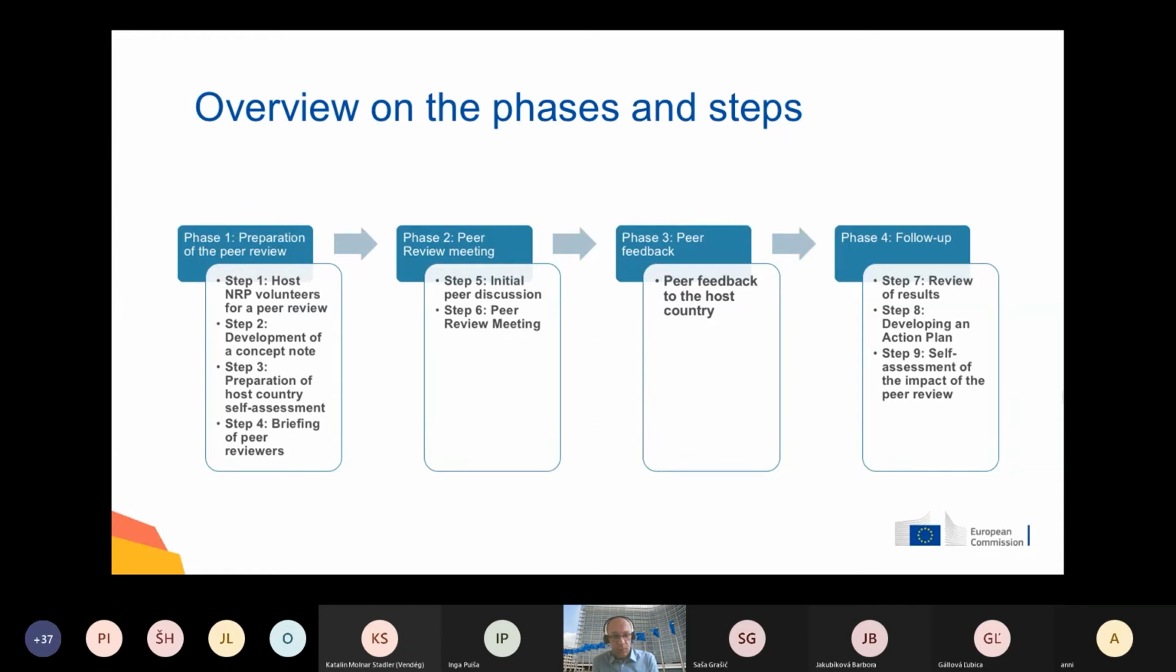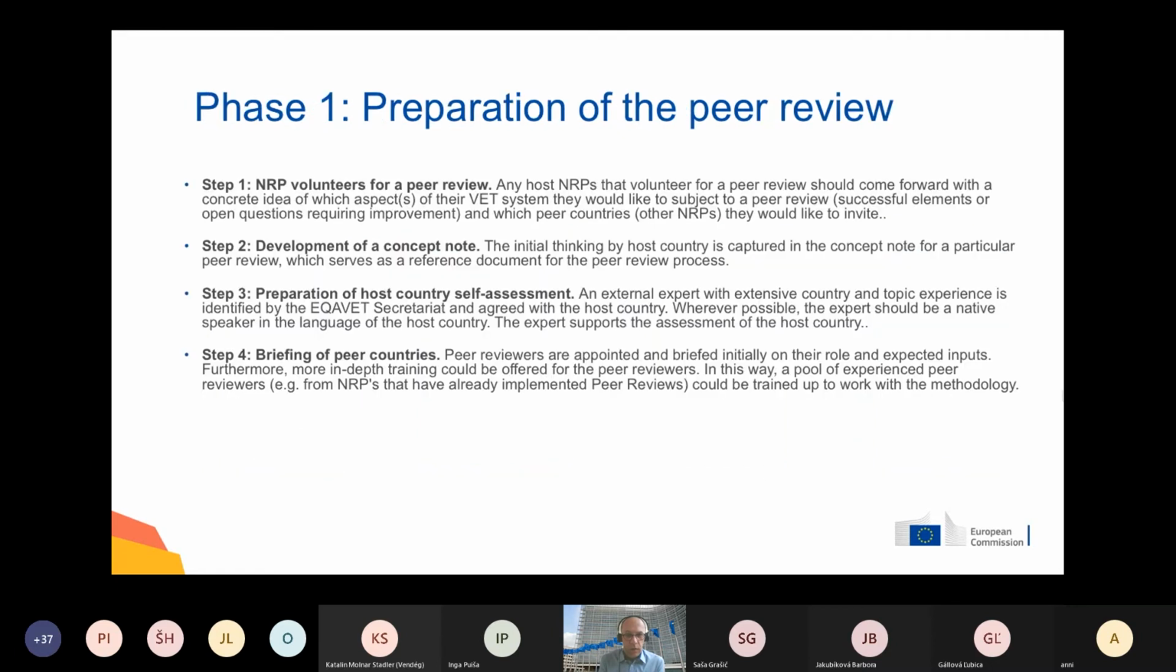The second is the peer review meeting as such. Then the third phase is the feedback. It's an important phase. And then the fourth phase, also very important, is the follow-up, so which actions are taken following a peer review. So next slide, please. I will now go into detail into each of these phases.